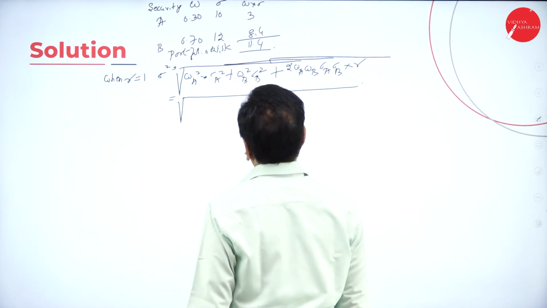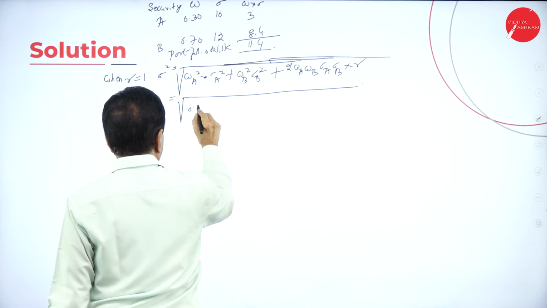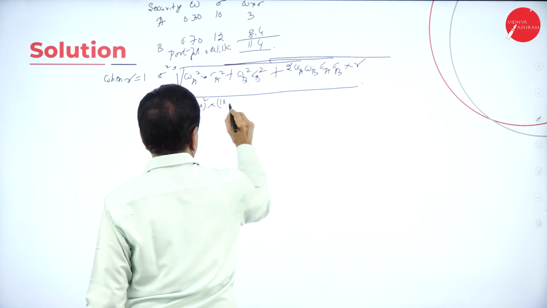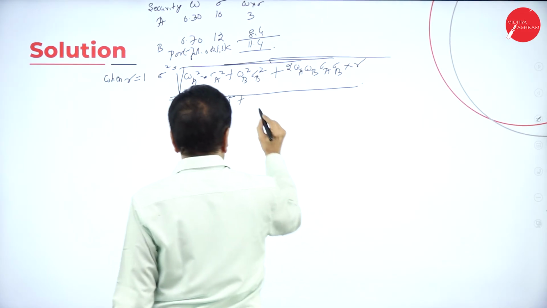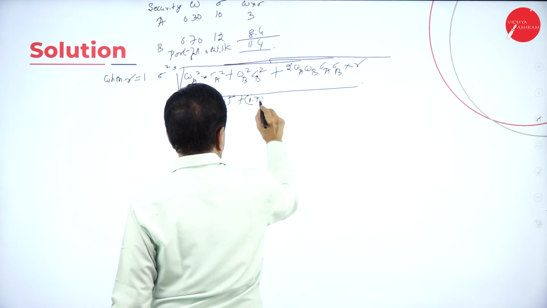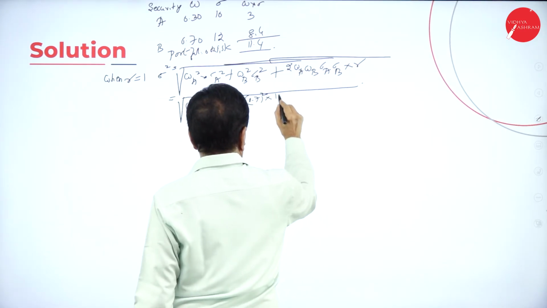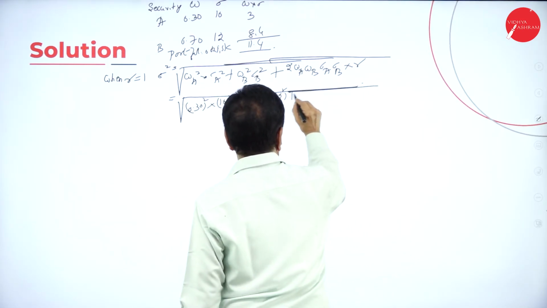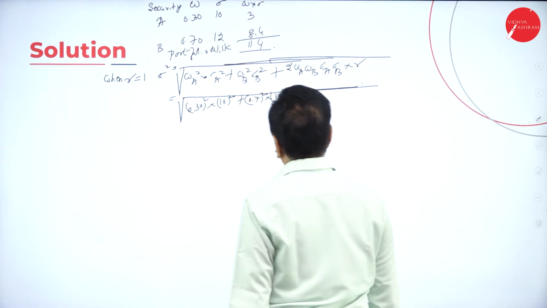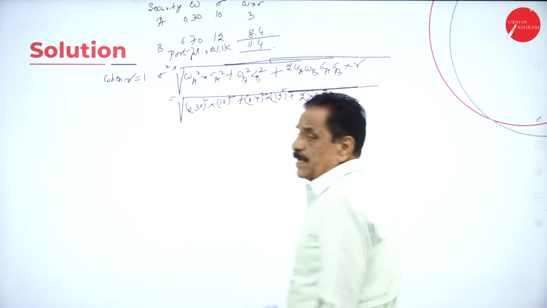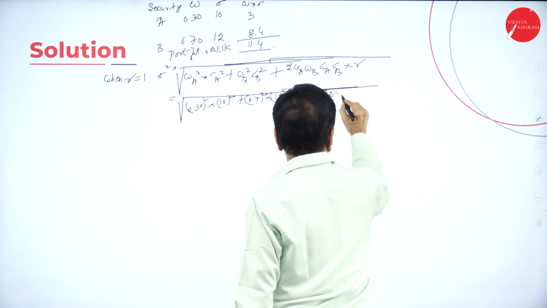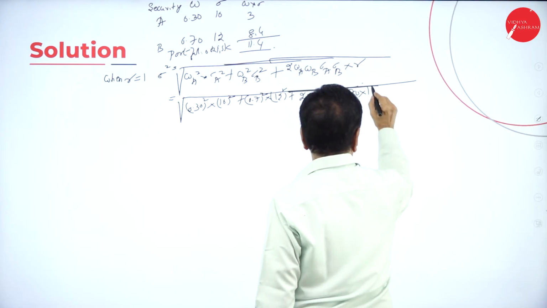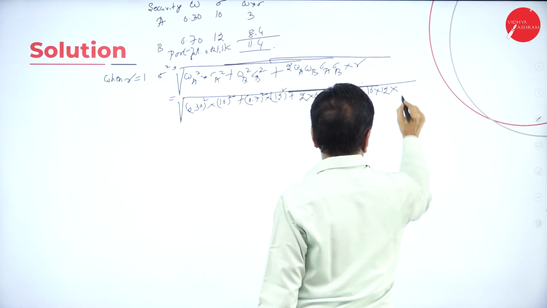What's your W_A, weight? 0.3 squared. What is standard deviation of A? 10 squared. 0.7 squared, B, 12 squared, plus 2 into 0.30, weight of A, into 0.70, weight of B, standard deviation of A 10 into 12, R is 1.